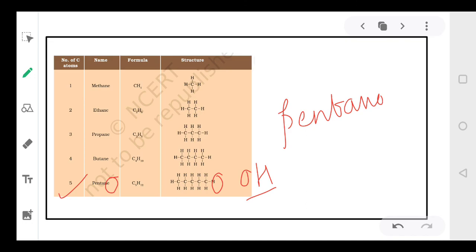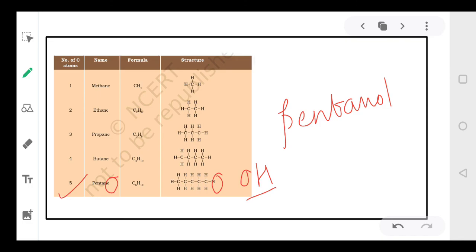Likewise, you can do it with pentane. This last H has to be replaced with OH, and from pentane remove the E, so the name becomes pentanol. I hope alcohols are clear to you. So we can convert alkanes to alcohols, and we can also convert alkanes to chloroalkanes.